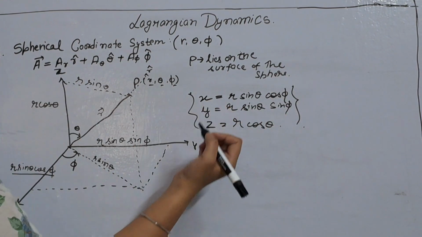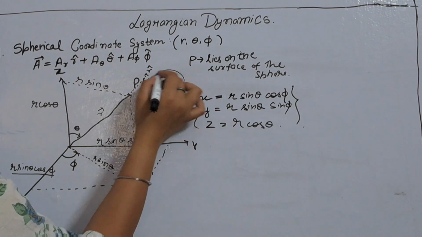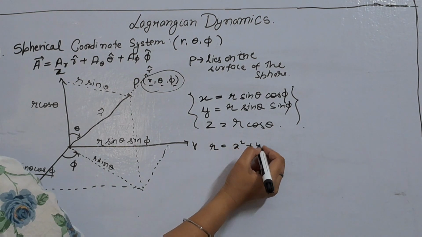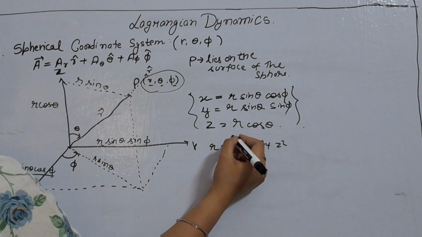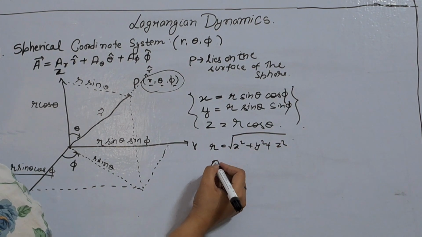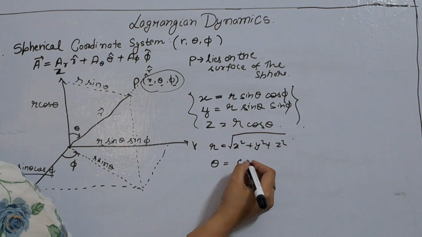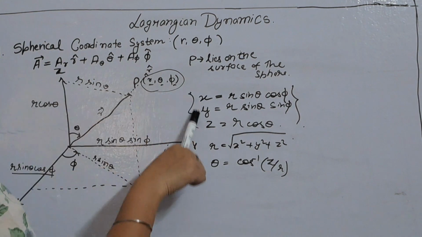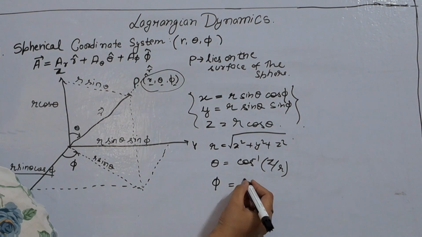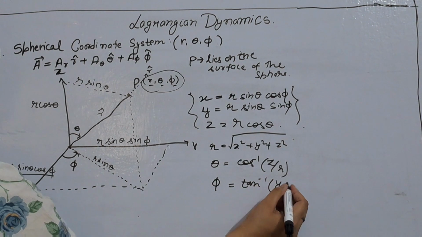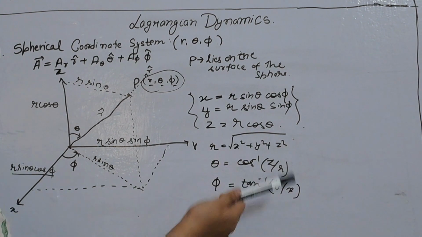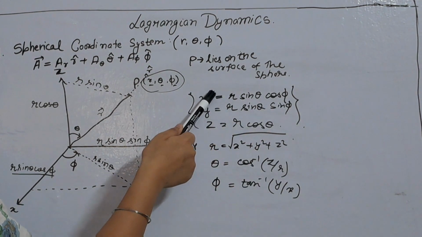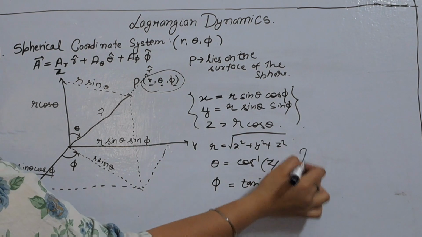Also, if x, y, z points are given, then we can write it in terms of r, theta and phi. So r equals the square root of x square plus y square plus z square. Theta equals cos inverse z upon r. And with the help of these two, we can find phi equals tan inverse y upon x. So if x, y, z points are given, we can find r, theta and phi. And if r, theta and phi values are given, we can find x, y and z points.